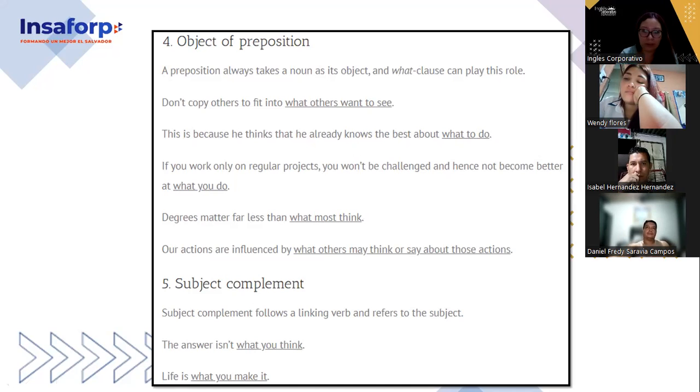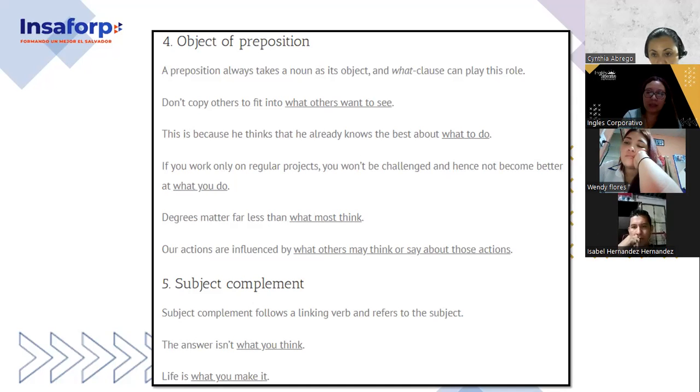What to do. ¿Ok? What to do. What to think. What to say. What to believe. What to study. ¿Right? Entonces la pueden utilizar en ese contexto.